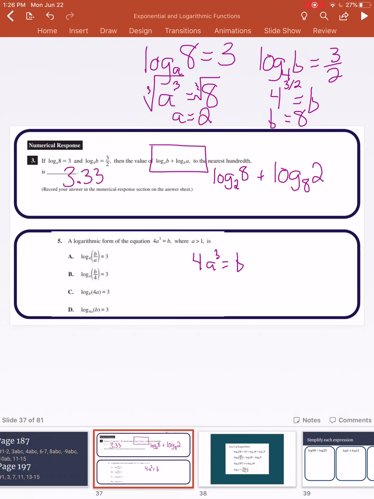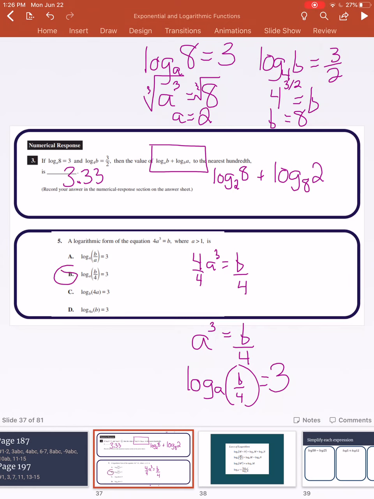So remember, before we convert to logarithmic form, our exponent needs to be isolated. So that means I'm going to need to divide the 4 to the other side of the equation. Now my a to the third is isolated. After it's isolated, I can just convert to logarithmic form. So now I have a base of a, an argument of b over 4, and it all equals that exponent of 3. So I know that my correct answer is b.